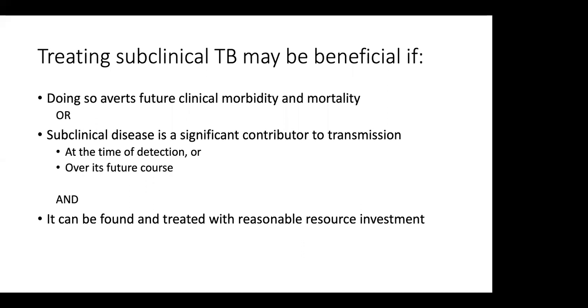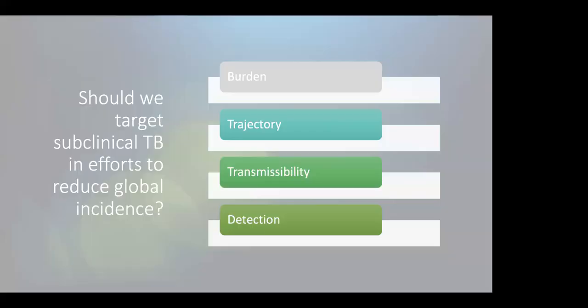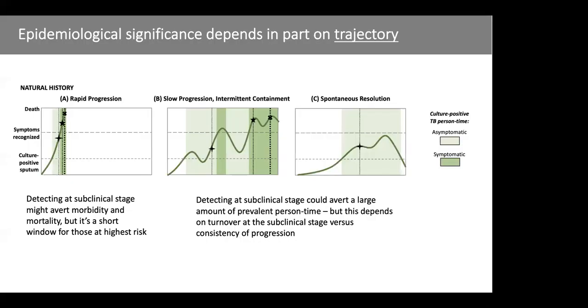So there's this large burden of subclinical disease, and treating it would be beneficial if doing so would avert future clinical morbidity and mortality in those individuals, or if subclinical disease was a significant contributor to transmission, either at the time or over its future course, that you were interrupting by detecting it at the subclinical stage, and if it can be found and treated with reasonable resource investment. I think those are the things we have to understand better if we want to know whether this large burden of subclinical disease is something we should go after. So I want to look at trajectory, transmissibility, and then talk about what it would take to detect it.